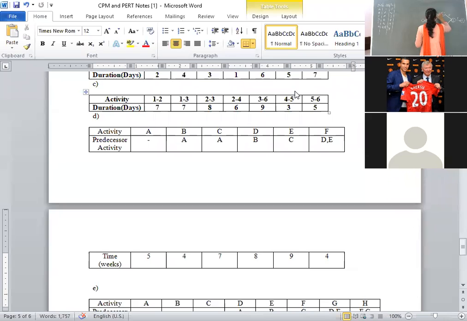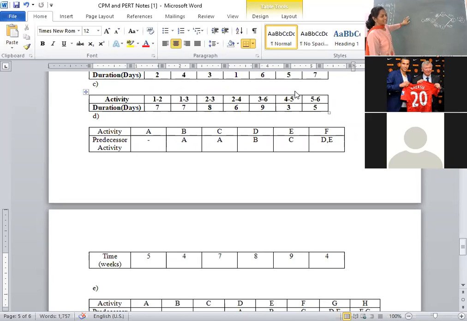That means to complete the activity 2 to 3, it will take 4 weeks. C will take 7 weeks. D will take 8 weeks. E will take 9 weeks. F will take 4 weeks. For this, you will get 4 marks in the final examination because they have given preceding activities.